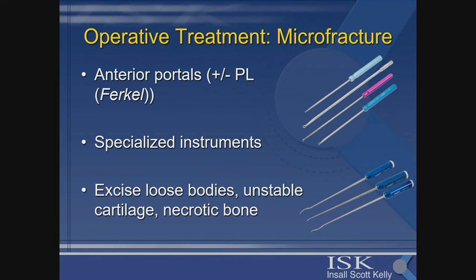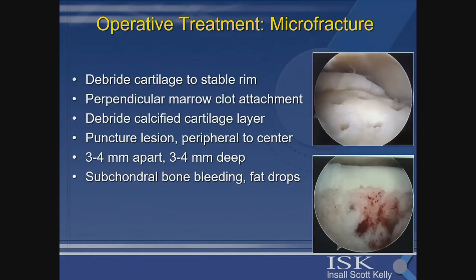I think that specialized instruments can help with the debridement of the lesions, so some of these ring curettes or angled curettes. And in terms of the microfracture awls, you want to make sure you can get close to perpendicular to the lesion. That can be very helpful. At the same time, you want to address any other concomitant symptoms and mechanical issues with loose bodies and unstable cartilage, and you want to debride the necrotic bone.